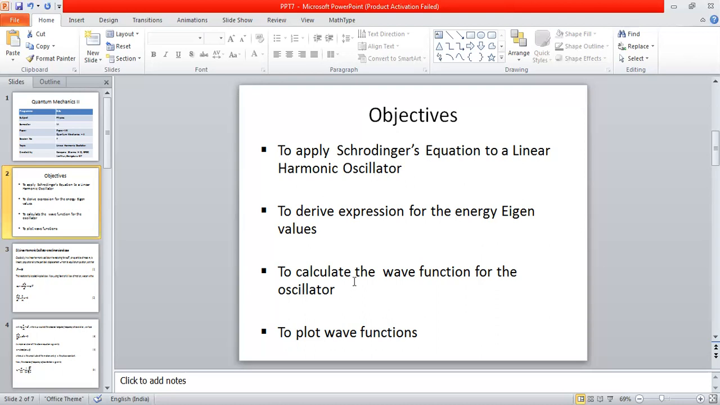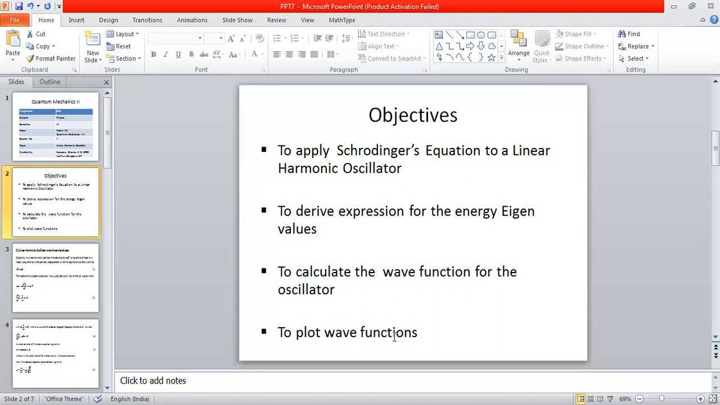And also we shall try to write down the expression for the wave function of the oscillator. I say 'try to write down' because we are not going to derive the solutions completely, as it is not in the syllabus. So we shall mention the wave function form for the linear harmonic oscillator. And once we know the mathematical form of the wave function, it is also possible to plot these wave functions for certain energy levels, for certain quantum states, a few quantum states. So this is the objective of my discussion.